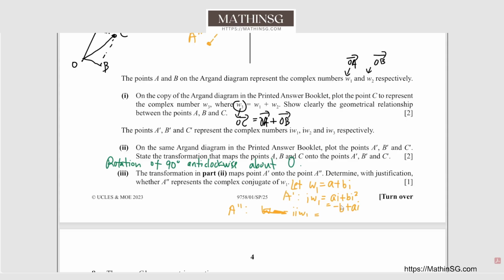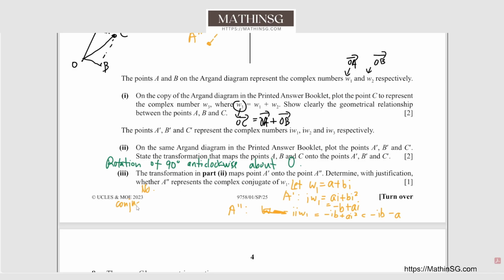Okay, this will be equal to, I multiply this by i again, so this minus bi, plus ai squared, which is equal to negative ib minus a. So if we compare this with this, a plus bi versus minus ib minus ia, are they conjugates of each other? No, they are not, right? It's just the negative of each other, so it's not a conjugate. So the answer is no.